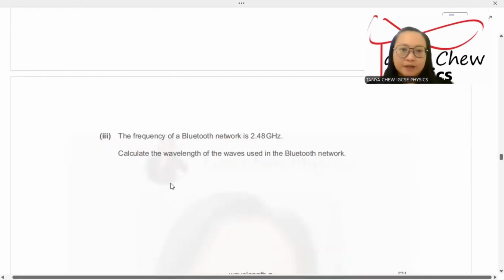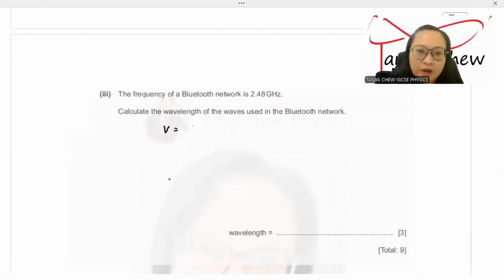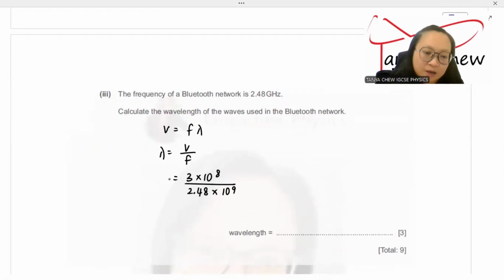And the third part, the frequency of a Bluetooth network is 2.48 gigahertz. Calculate the wavelength of the waves used in Bluetooth network. So just use the wave speed equation, v equals f lambda. Lambda is equal to v over f. Lambda represents wavelength. Since this is Bluetooth, we use radio wave which travels with the speed of light, divided by frequency 2.48 giga, which is 10 to the power of 9. And then you will get 0.12 meter. So 0.12 meter is the wavelength.